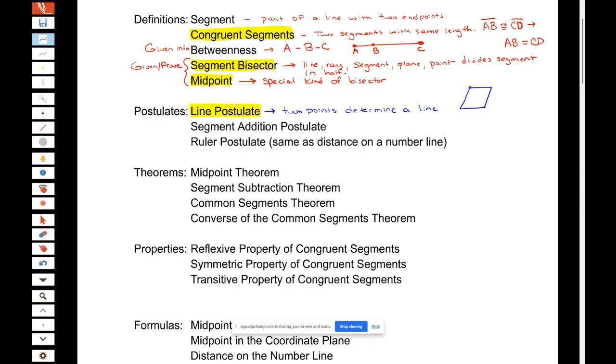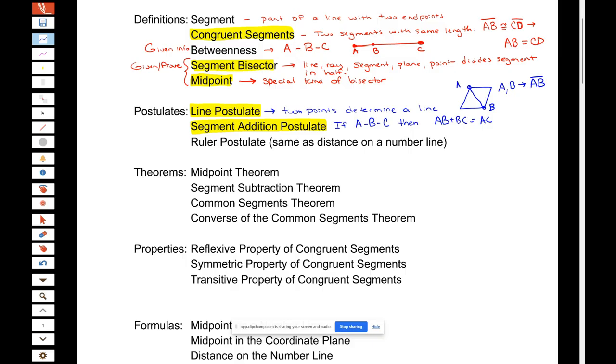So if I have this picture with A and B, that implies that the line or the segment AB exists. Segment addition postulate, I'm going to highlight that because we're going to use it a lot. Okay, so we know that if B is between A and C, then we can conclude that AB plus BC equals the length of AC for sure.